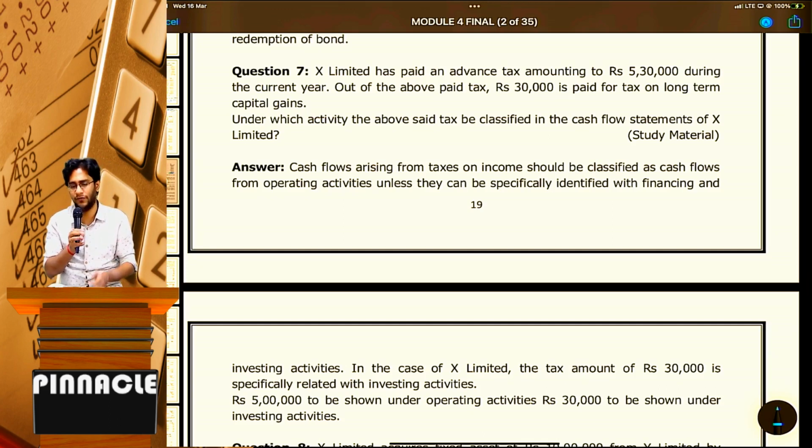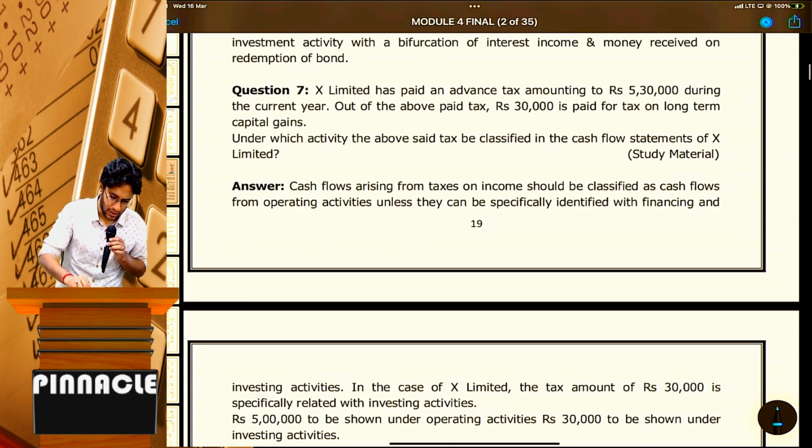Suppose you are unable to identify how much belongs to investing and how much belongs to financing, then go and throw the entire thing into operating activity. Either way I have discussed, but the material I did not show you. I will show you after some time.